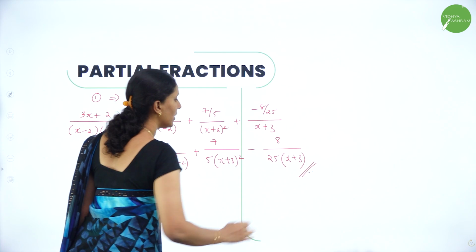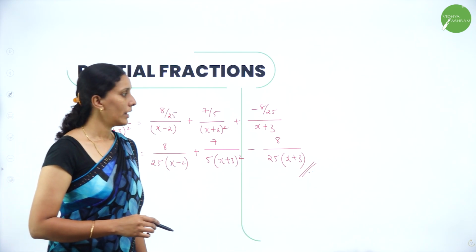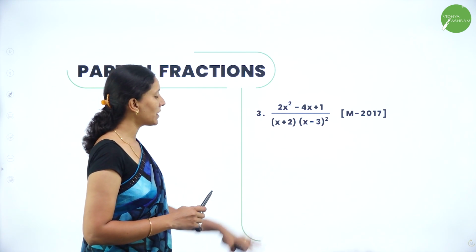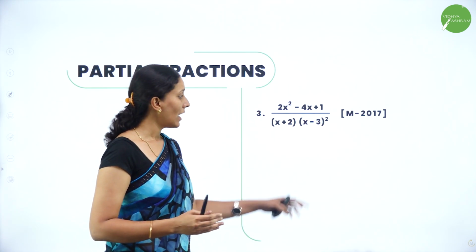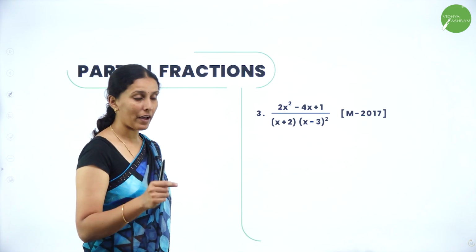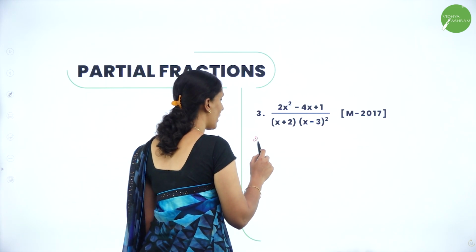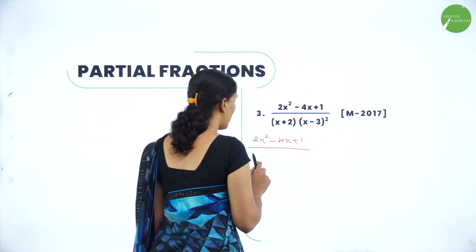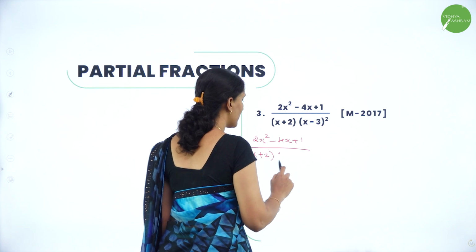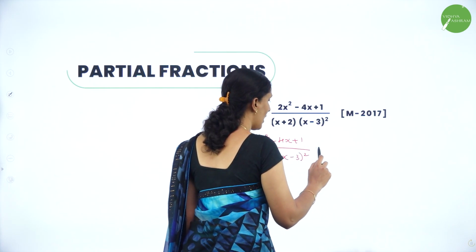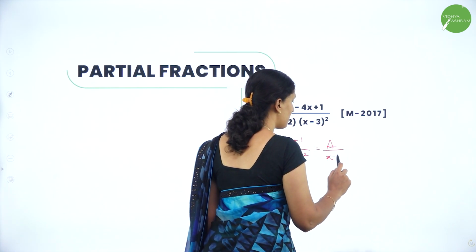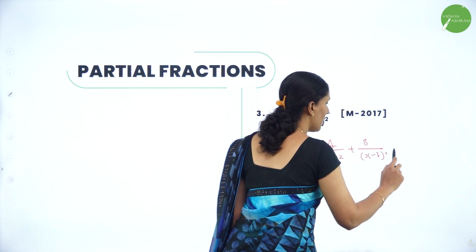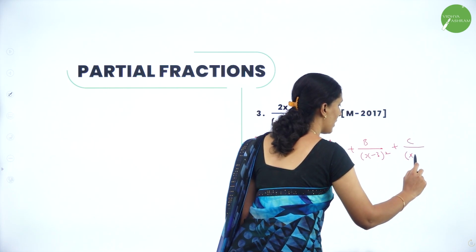Thus, we have resolved the given partial fraction. Next, 2x square minus 4x plus 1. Again, we can express it in the form of A, B, C, and here we have a repeated linear factor. So that's why we can write 2x square minus 4x plus 1 divided by (x plus 2)(x minus 3) whole square as A divided by x plus 2 plus B divided by (x minus 3) whole square plus C divided by x minus 3.